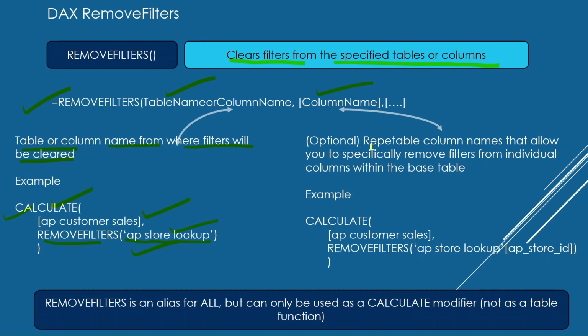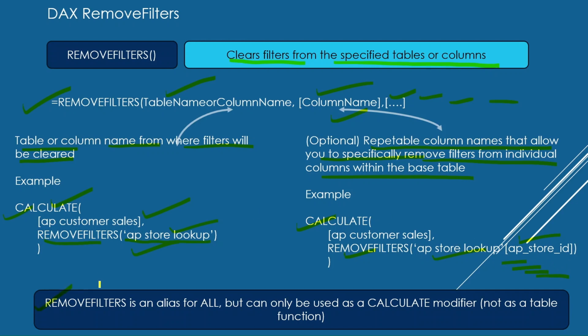This is optional, this is the repeatable column names that allow you to specifically remove filters from individual columns within the base table. So this could be many: 1, 2, 3, 4, whatever columns we want to remove from the filter context, we can put here. So this is the example. This is the CALCULATE, and this is the REMOVEFILTERS. This is the store lookup table, and if you want to remove the filter applied on AP store ID, you can also give more columns like this.